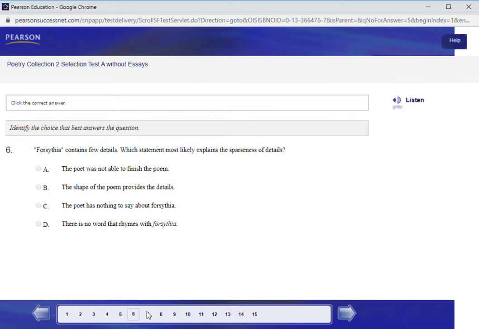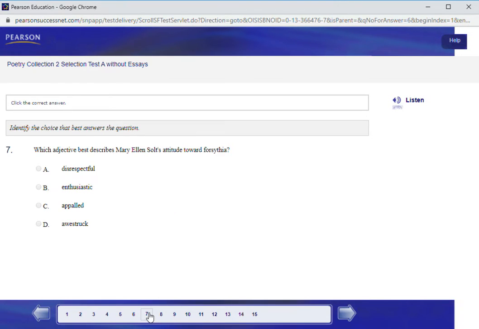Okay, number seven. Which adjective best describes Mary Ellen Solt's attitude toward "Forsythia"? That's the author. Disrespectful? No. Enthusiastic? Yes, because it sounds like it's exciting that spring is coming, and this forsythia is announcing the coming of spring. So B looks pretty good. Appalled? No. And awestruck? Maybe a little bit, but enthusiastic's a better word than awestruck.